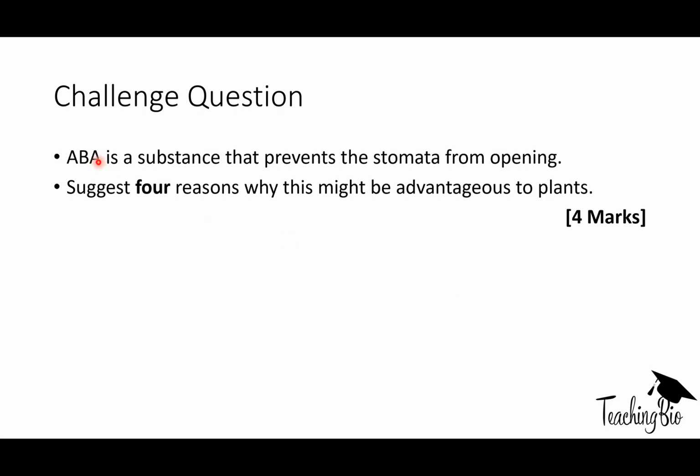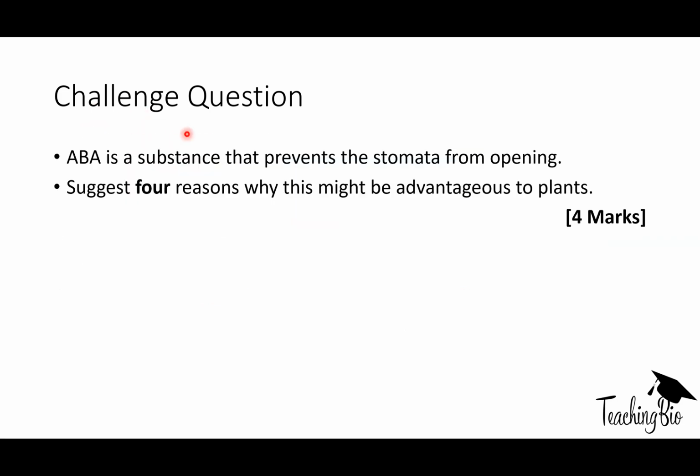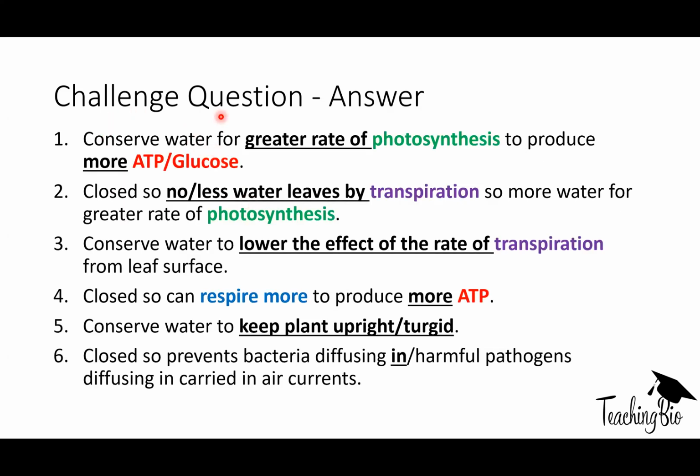Okay, so this question states that ABA is a substance that prevents the stomata from opening. Suggest 4 reasons why this might be advantageous to plants. It's a slightly tricky question, but effectively this is asking you to state why the stomata being closed might be good. And again, like I said before, you've got to think about these answers often involving plants in the context of photosynthesis and gas exchange and also water. So ultimately, it's about the conservation of water. So by conserving water, and note that it was to suggest 4 reasons why, so you've got to expand on your points. Conserving water allows for more or faster or greater photosynthesis.